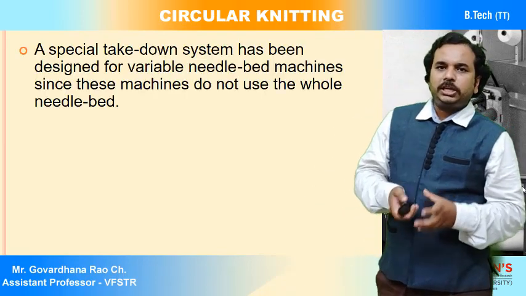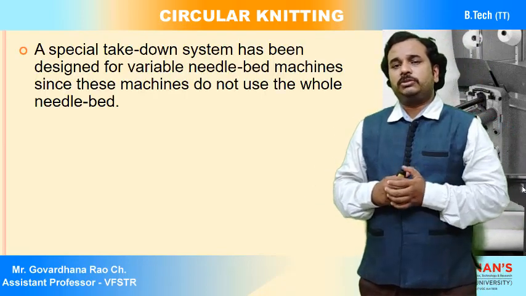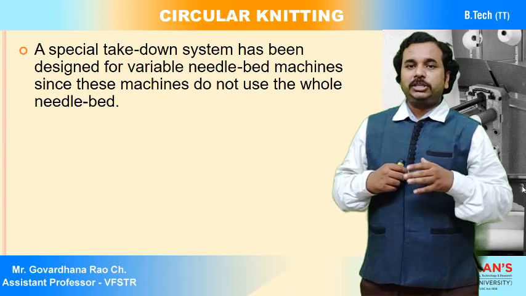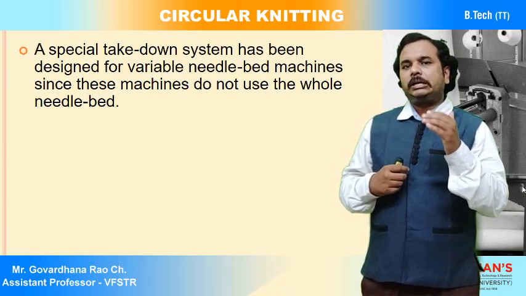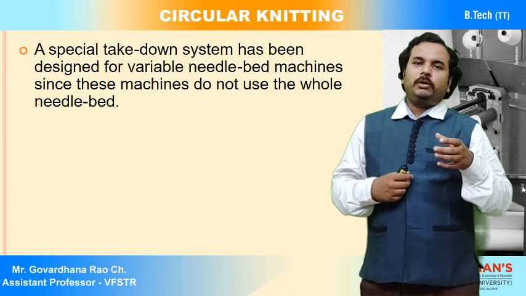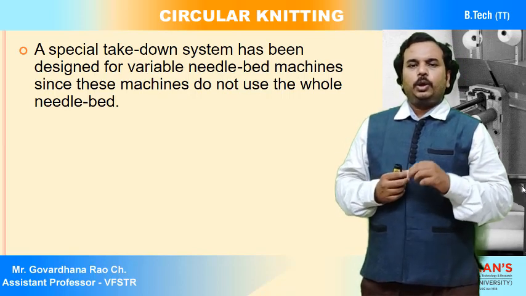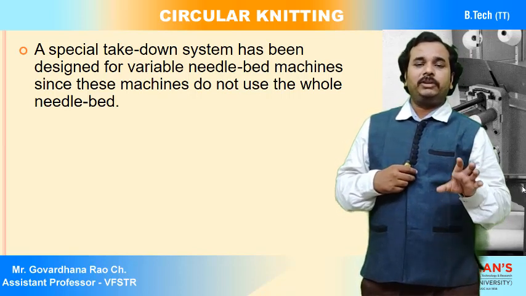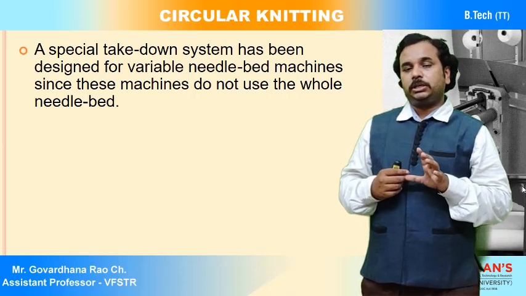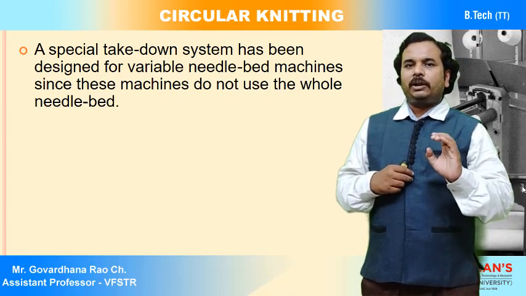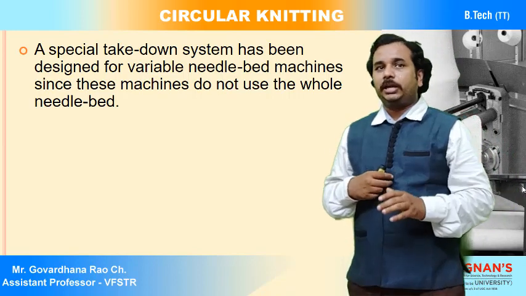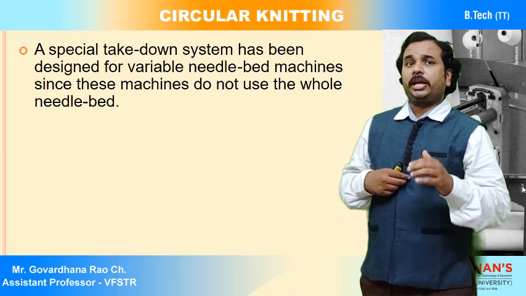And you can see that there are special takedown systems which have been designed for variable needle bed machines. Variable needle bed machines are nothing but machines where we produce different types of fabric structures. So for example, cylinder and dial cases are there. Sometimes we can vary the loop length and we can vary the needle bed rotational speeds. Okay, so for these kinds of systems we are going to use a special takedown mechanism.